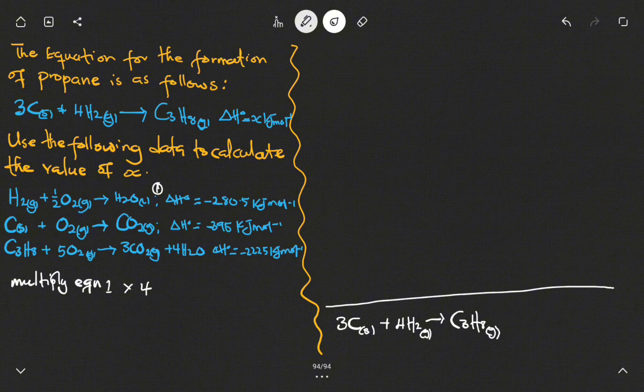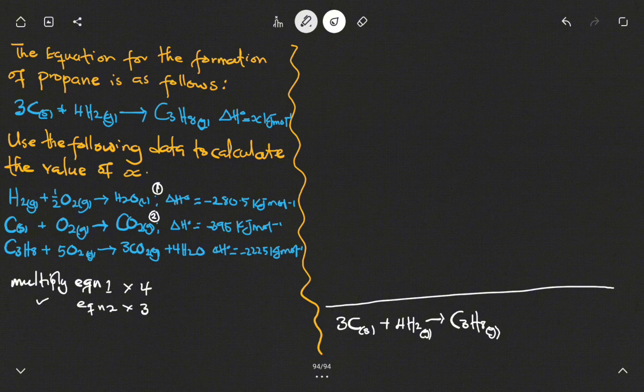And what can we do with equation 2? With equation 2, we have carbon there, and we also need a carbon at the reactant side. So what we are going to do is multiply equation 2 through by 3 because we need 3 moles. So this is our equation 2. We are multiplying it by 3.